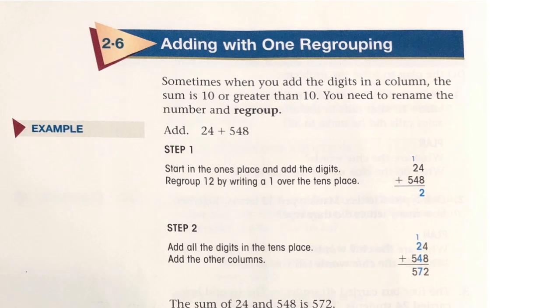Basic Math, Chapter 2, Section 6. Adding with one regrouping. Sometimes when you add the digits in a column, the sum is 10 or greater than 10. You need to rename the number and regroup.